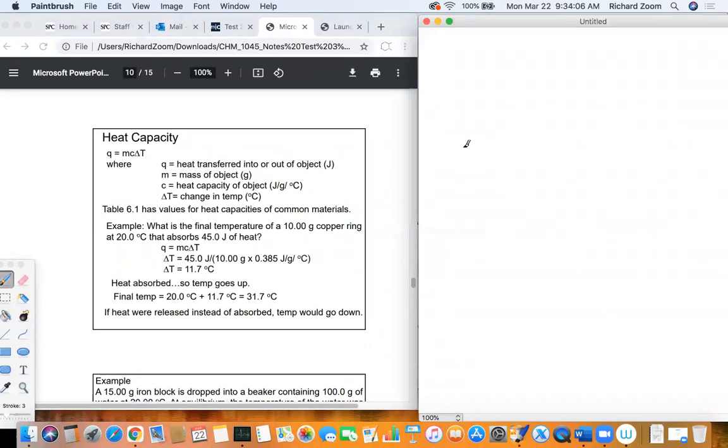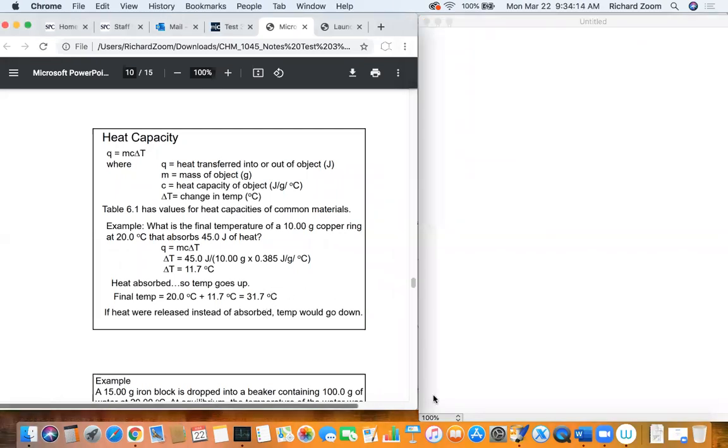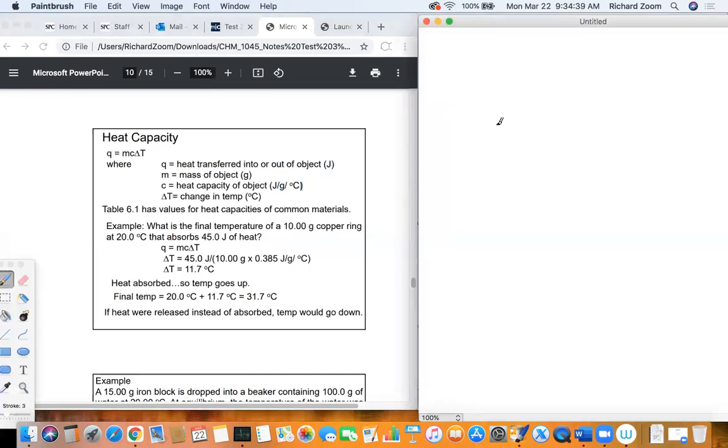Okay. So Q equals mc delta T. That is our equation. m is mass, c is heat capacity, and delta T is change in temperature. The heat capacity is measured in joules per gram per degree Celsius. It's defined as the energy required to raise 1 gram of a certain material by 1 degree Celsius. So that's why the unit is very important. It's joules per gram per degree Celsius.